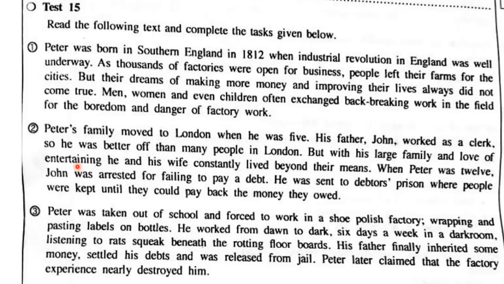So what happened? He could not pay the debts. He would take money from others and he could not pay them back. When Peter was 12, his father John was arrested for failing to pay a debt. So his father could not pay some money back, so the police arrested him. He was sent to debtors' prison, where people were kept until they could pay back the money they owed.